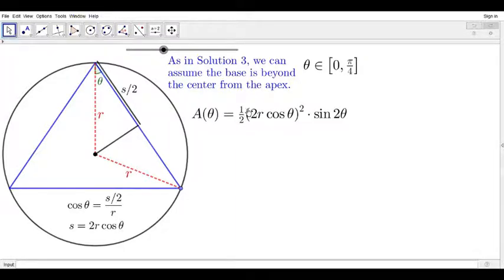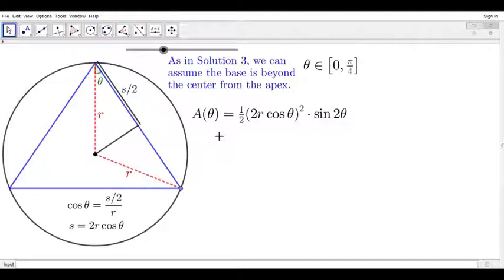As I described earlier, it's 1/2, and then the product of these two adjacent sides. So s times s, so it's the square of this, the square of 2r cosine theta, multiplied by the sine of the included angle, so the sine of double of theta. Of course this can be expanded, but I'm anticipating what's going to happen afterwards. We're going to have to differentiate, and then we're going to end up having to solve a trigonometric equation.